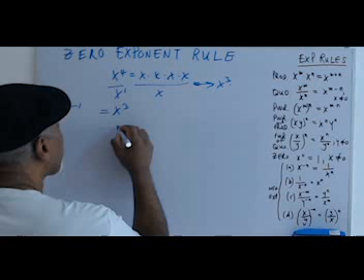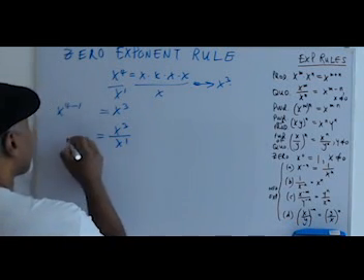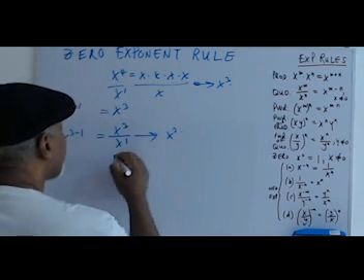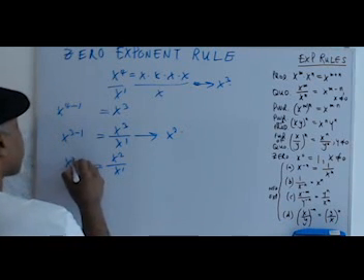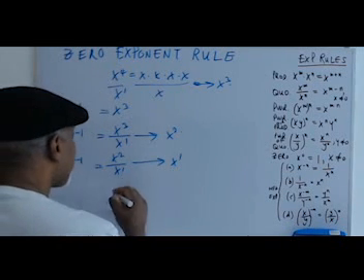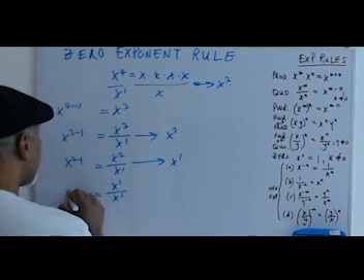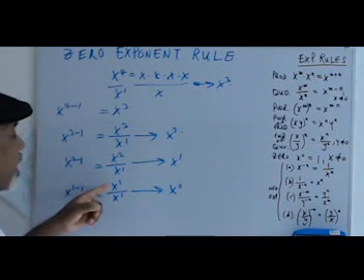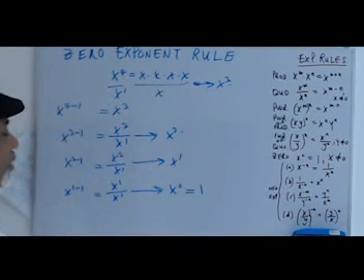If we divide x to the 3rd by x, or x to the 1st, we get x to the 3rd minus 1, which is x squared. If we divide x squared by x, using the quotient rule again, we get x squared minus 1, which is x to the 1st. If we divide x to the 1st by x, using the quotient rule again, we get x to the 1 minus 1. This is x to the 0. But x divided by x is equal to 1. So we get x to the 0 is equal to 1.